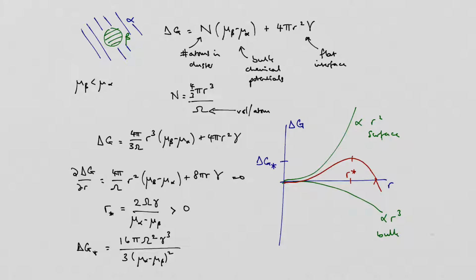Nucleation is all about the fact that you have to get an assembly of atoms together past this point, and then it will grow. That makes sense? Okay. All right. Good. Any more questions?